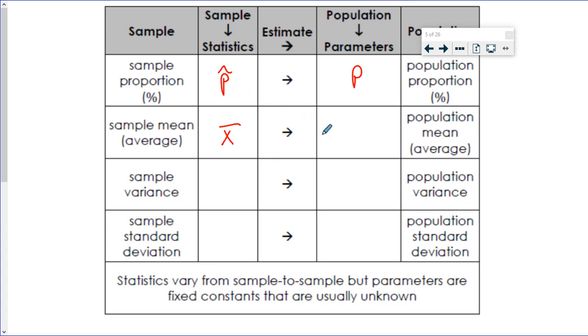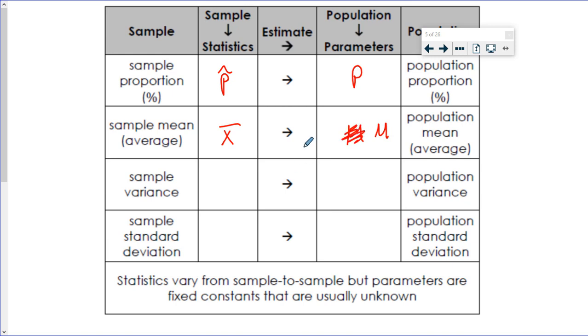And what this is estimating is this. It kind of looks like a U, a weird looking U. Let me see if I can make that a little bit better. All right, something like that. That is the population mean. Again, this is a number that we're probably never going to know.